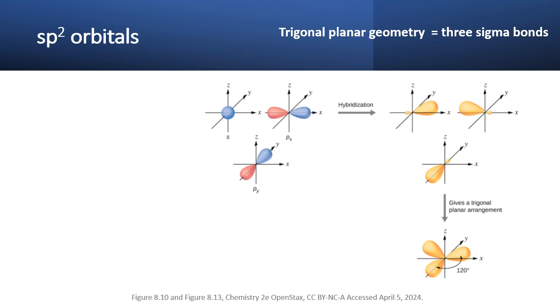The sp2 orbitals also have one skinny side and one extra large side in the general p orbital shape, but in this case it is not aligned along any Cartesian axis perfectly. It's in between. And when we line them all up together, they have a bond angle of 120 degrees, which is the trigonal planar arrangement.